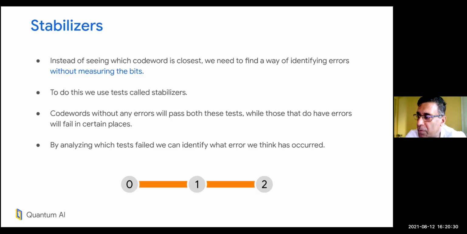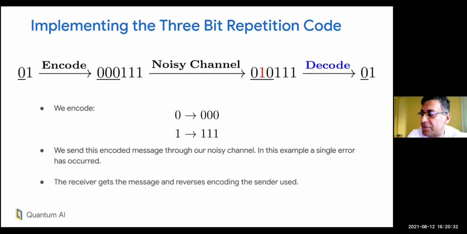Oh, Dripto, we have a question. Yeah, we have a question from Joseph. He asks, if a quantum computer makes an error in factoring a number, what would that look like?